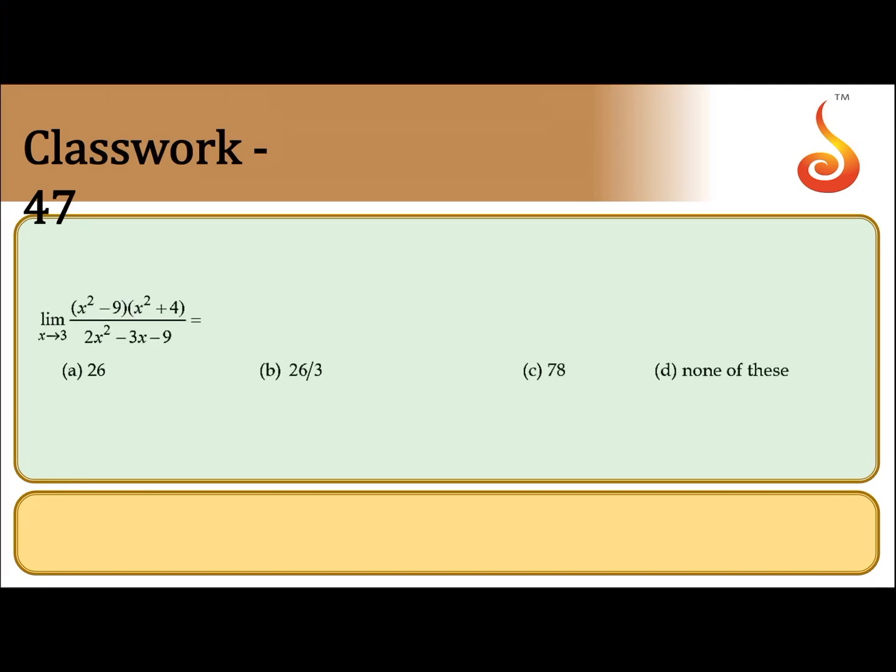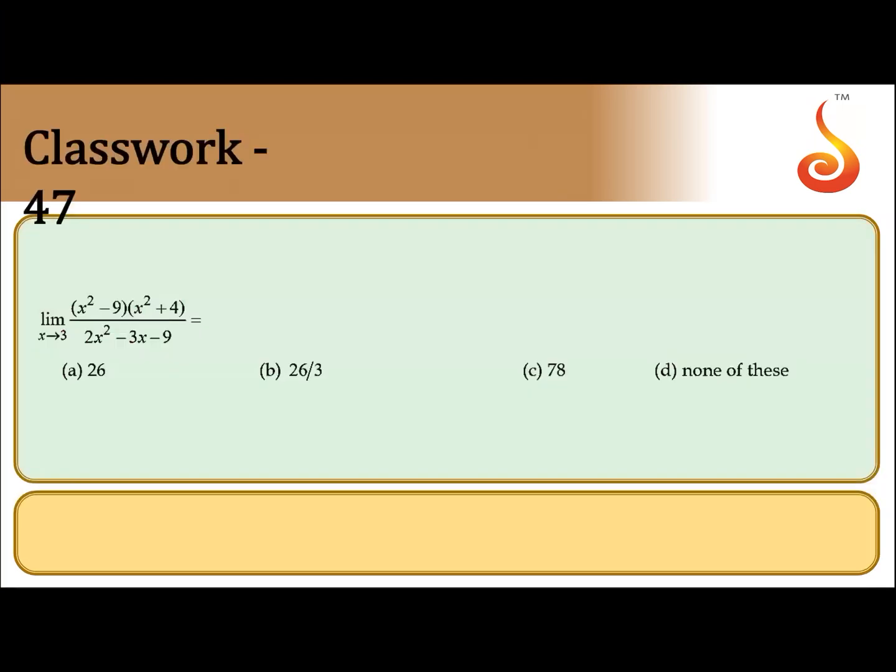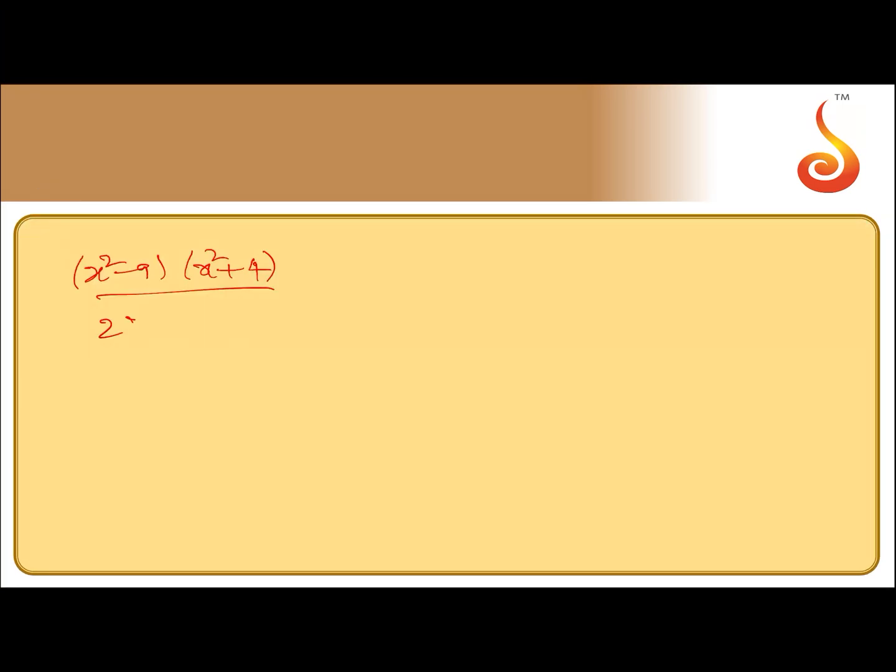Coming to the next one, limit x extending to 3 of (x square minus 9) multiplied by (x square plus 4) divided by (2x square minus 3x minus 9). Of course, as the limit value extends to 3.